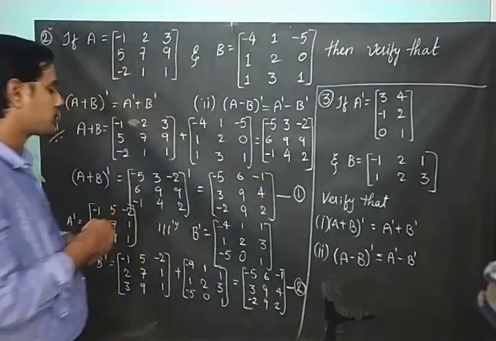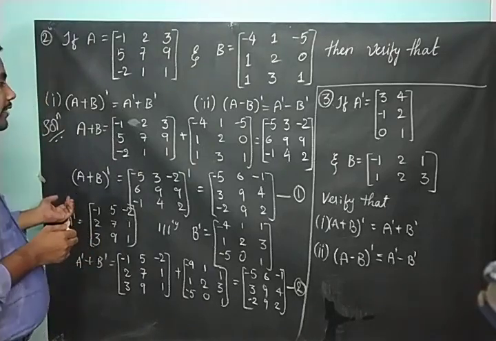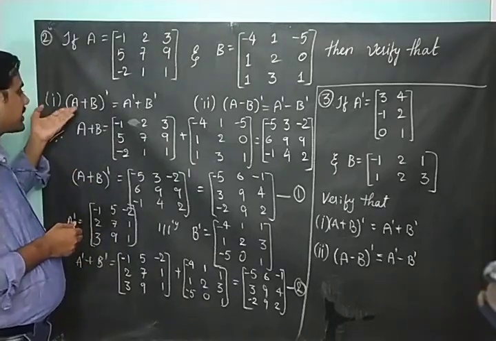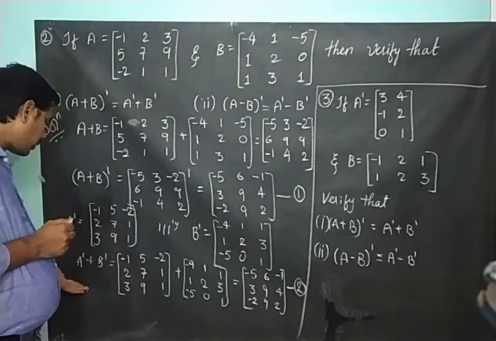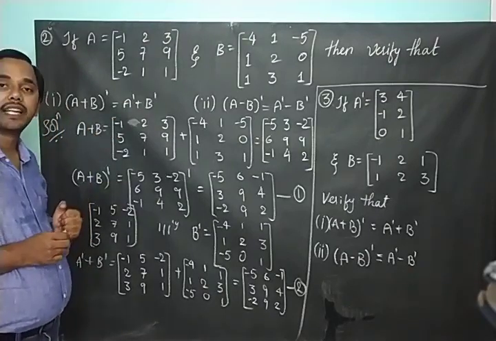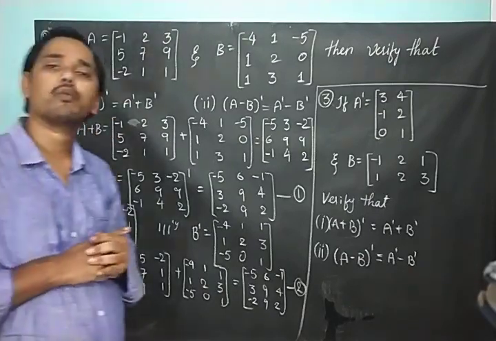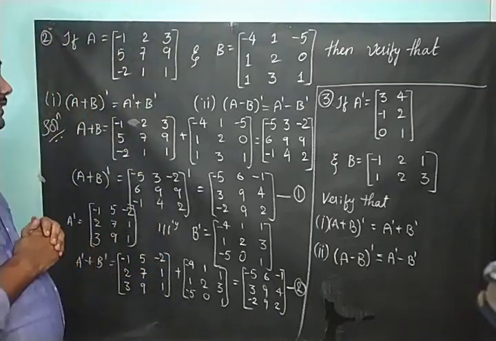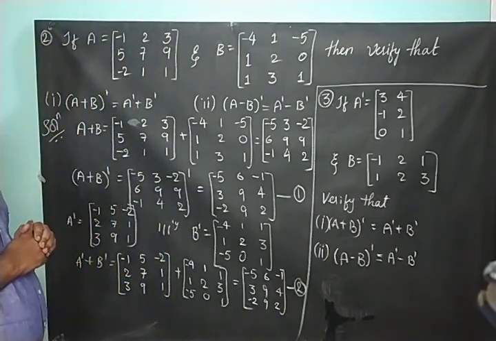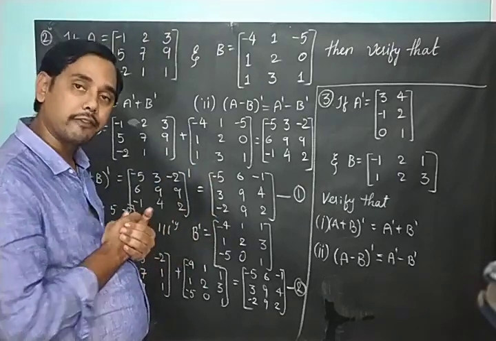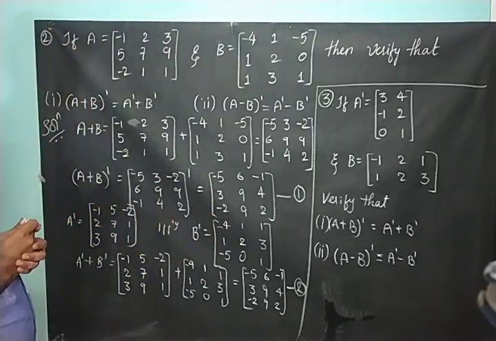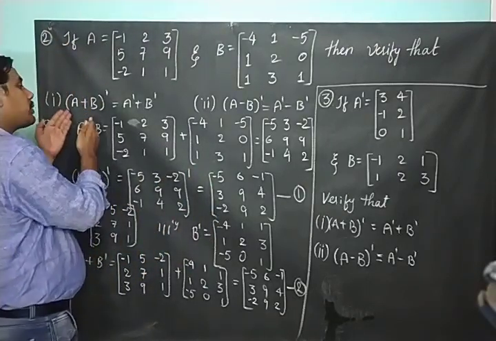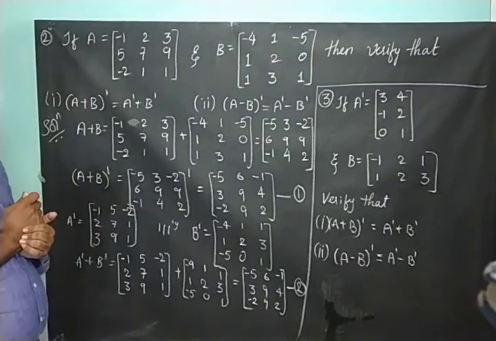Let us mark it as equation 2. So what is in equation 1? (A plus B) whole dash, that is the LHS part. What is in equation 2? A dash plus B dash, that is the RHS part. So by comparing equation 1 and 2, don't you find that both are equal? Definitely. Equation 1 is equal to equation 2. So we can say that (A plus B) whole dash is equal to A dash plus B dash.